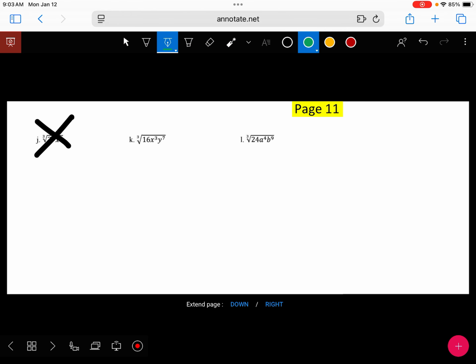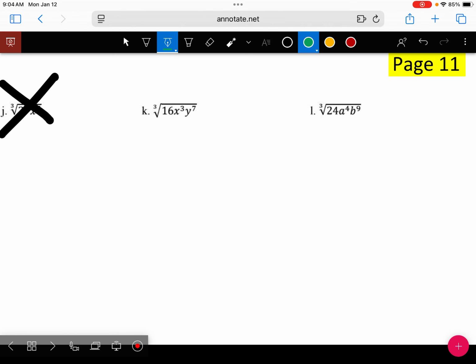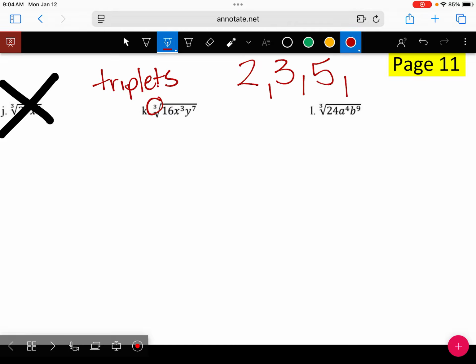We're on page 11. We're going to skip over J and go to K. So we are building a cake. Now, whenever there is a 3 in the elbow, that means I'm looking for triplets. You're still going to build the cake the same way you built it on Friday. You're going to use the numbers 2, 3, 5, and 7.